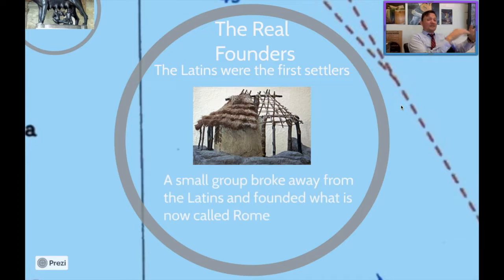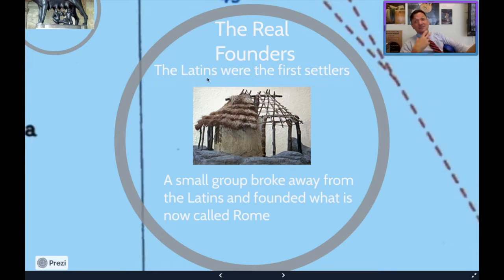Now, the big thing about it, though, is this small group is going to break away from the Latins eventually and would found the city that would now be called Rome, right? And so those people would become Romans, right? And the Romans now spoke Latin because they're called the Latins because it's the language that they spoke, right?